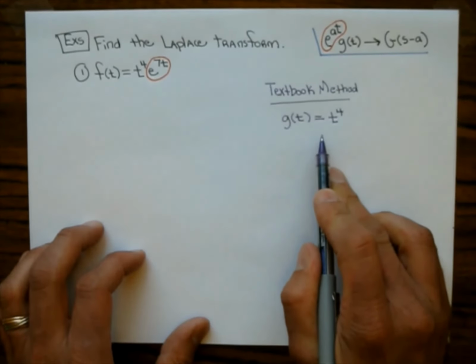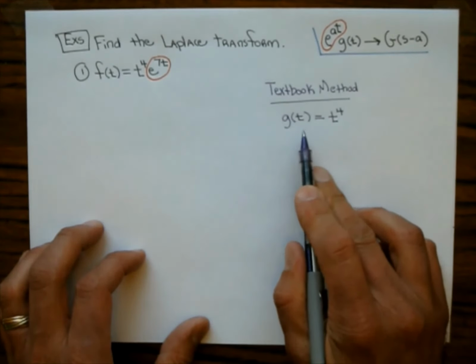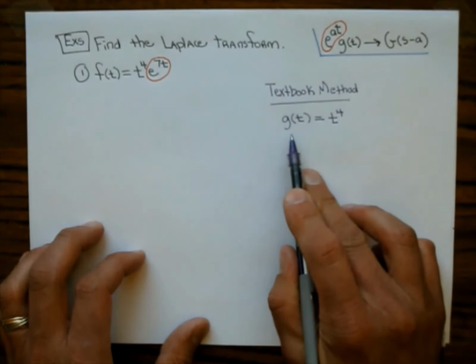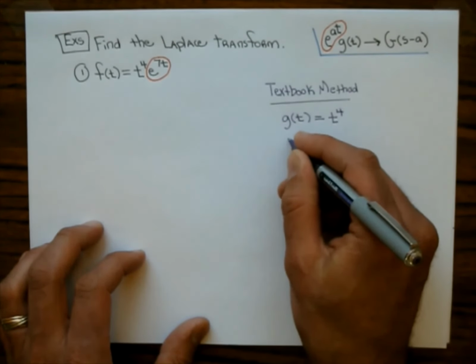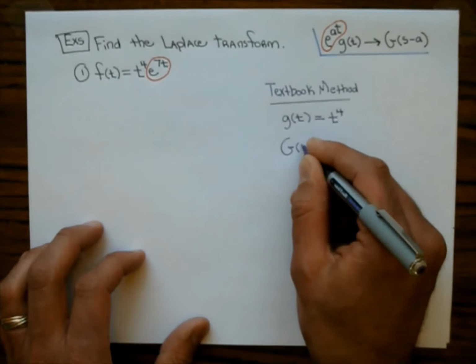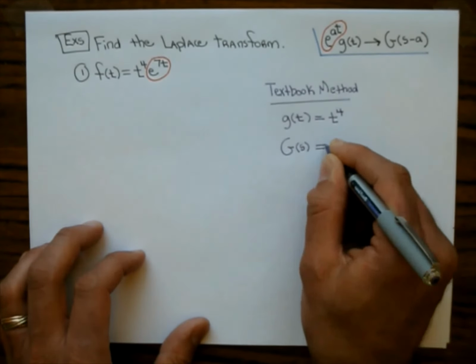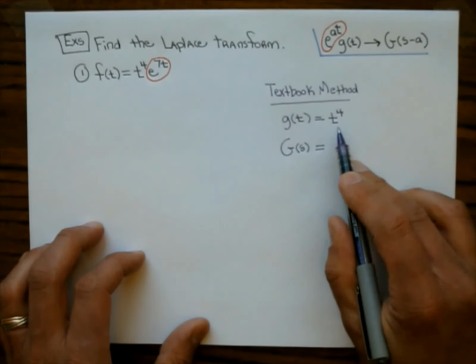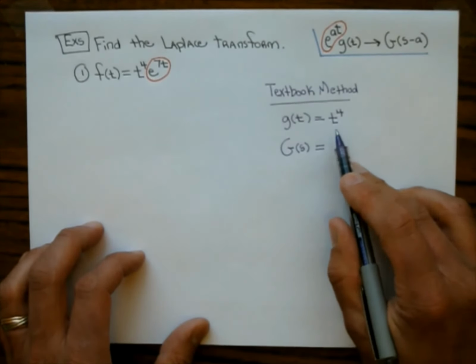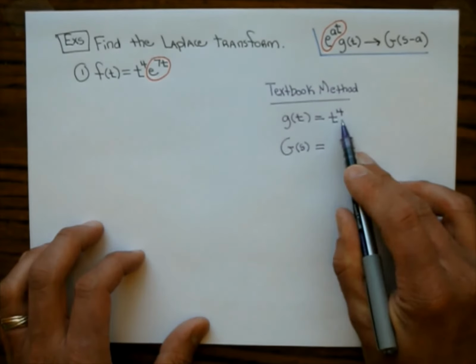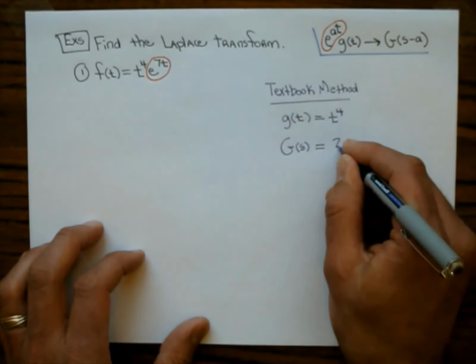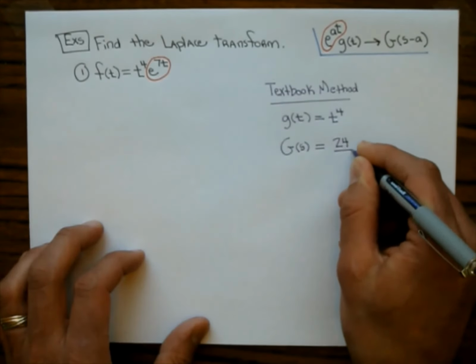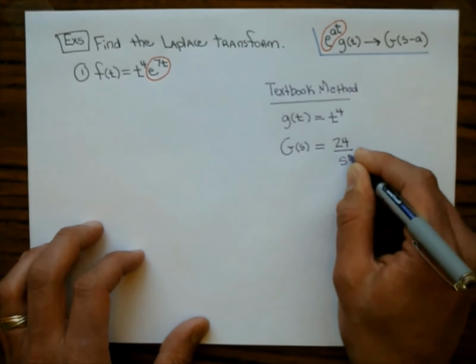And there is nothing wrong with the textbook method. So now what I need to do is find out what capital G is. I'm going to take the Laplace transform of that. So this is G of s. Now these Laplace transforms you should be memorizing, just like you would memorize how to take the derivative of that. The Laplace transform of t to the fourth is 4 factorial over s to the fifth. So that's really 24 over s to the fifth.